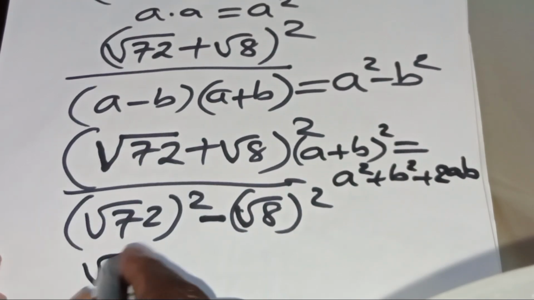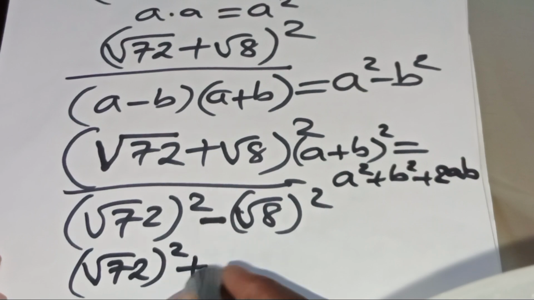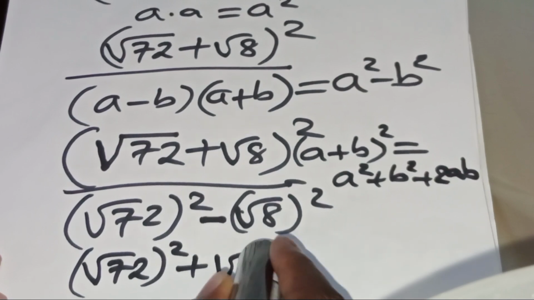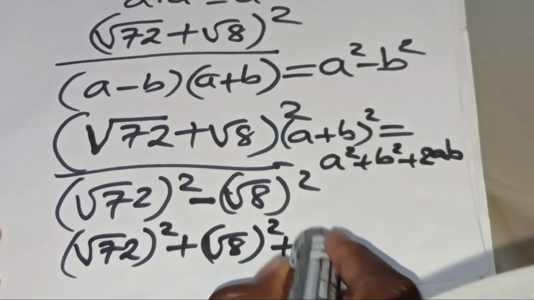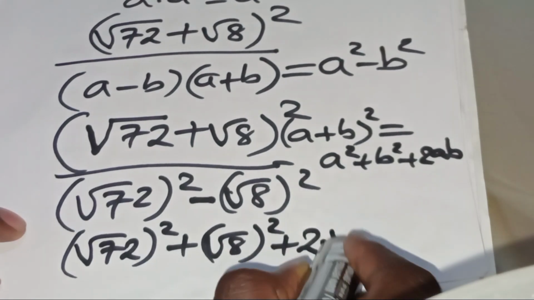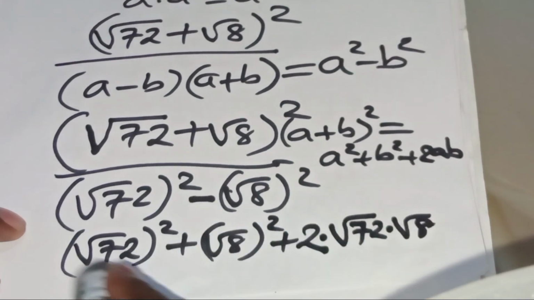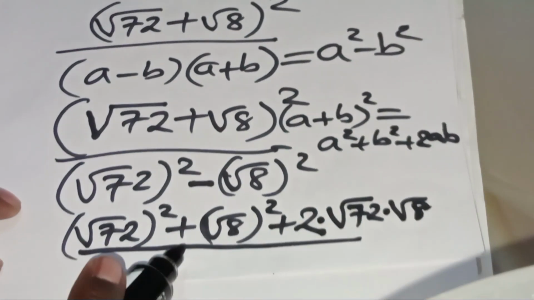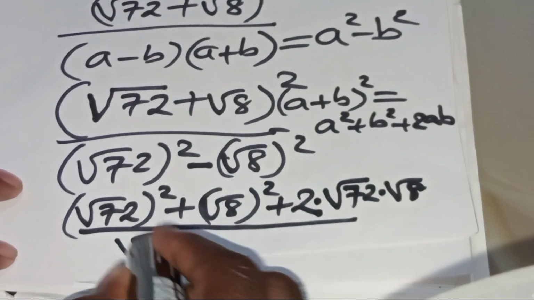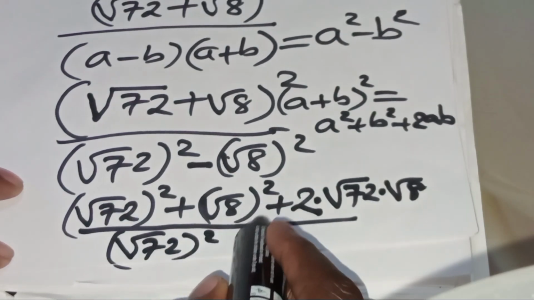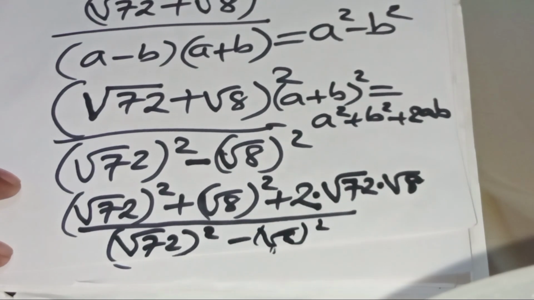You'll have square root of 72 squared, plus square root of 8 squared, plus 2 multiplied by square root of 72 multiplied by square root of 8, divided by square root of 72 squared, subtract square root of 8 squared.